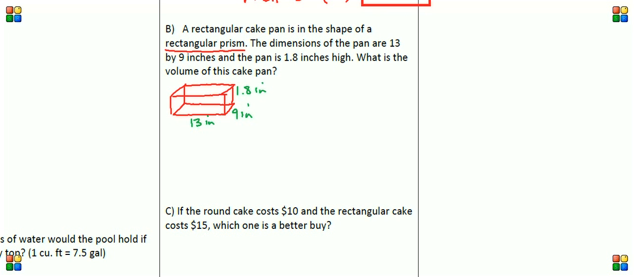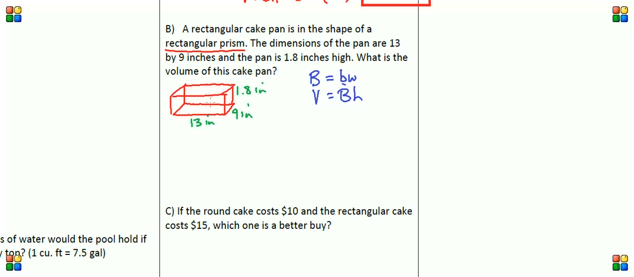All right, let's take a look at our formulas in our flip book. Again, just like the cylinder, we're going to figure out the area of a base. In this case, it's going to be lowercase b times lowercase w, and the volume is equal to the area of the base times the height of the solid.